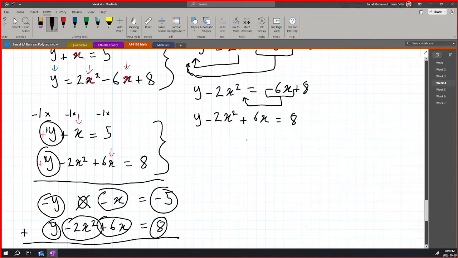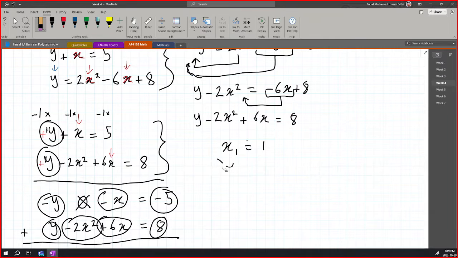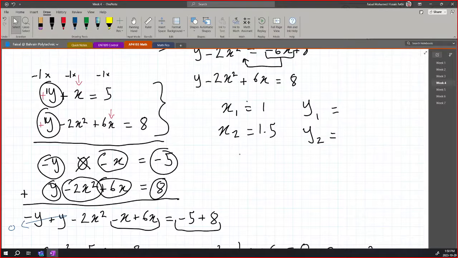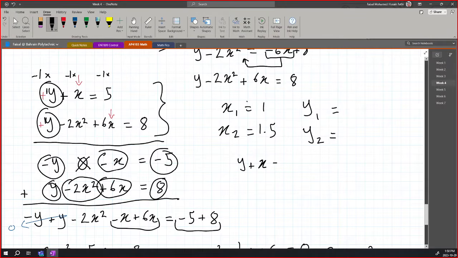Alright, moving on. So now we remember x1 was equal to 1 and x2 is equal to 1.5. So now we know we're going to have y1 and y2, because we have two different x's, so we must have two different y's. You can substitute into any of the two equations from above, but I recommend substituting into the equation that is not quadratic, because it makes it easier to plug in the number. So y plus x equals 5.